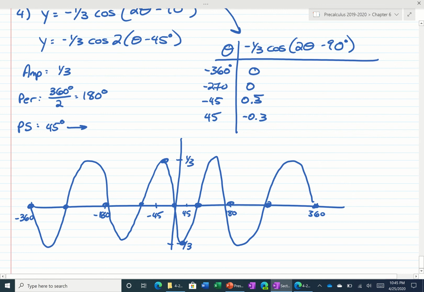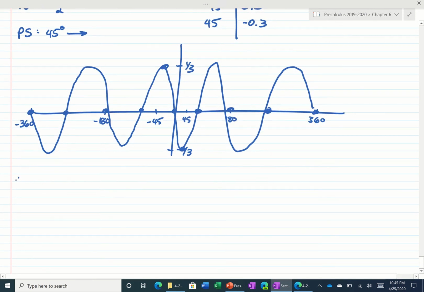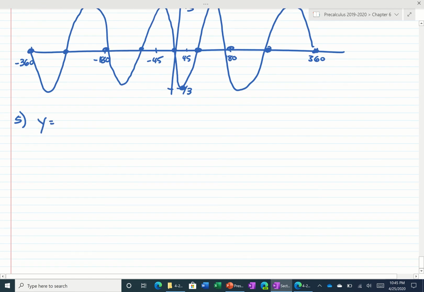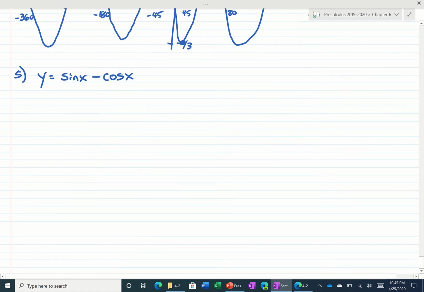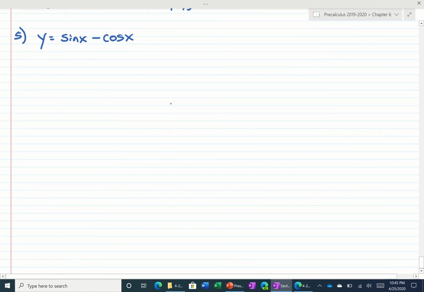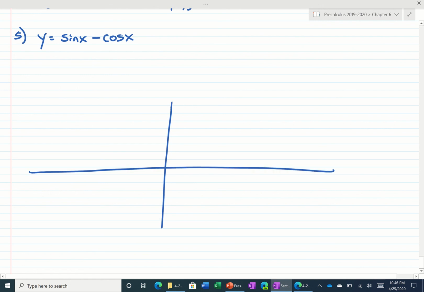All right, and we'll do one more. How about a graph that looks like this? Y is equal to the sine of x minus the cosine of x. So this is interesting. We don't have to worry about amplitude, period, and phase shift for this. And let's use degrees for this.